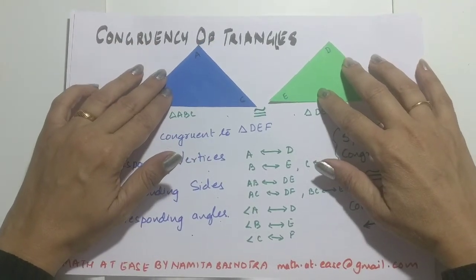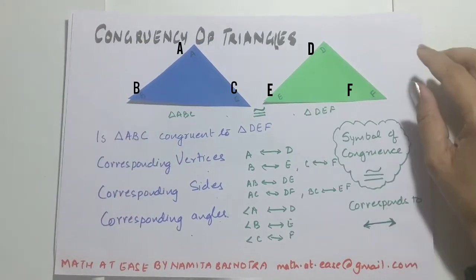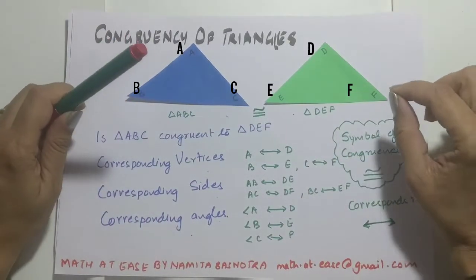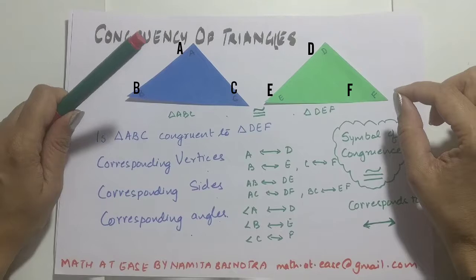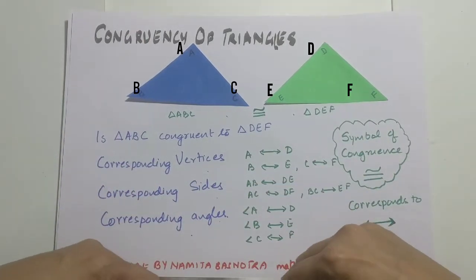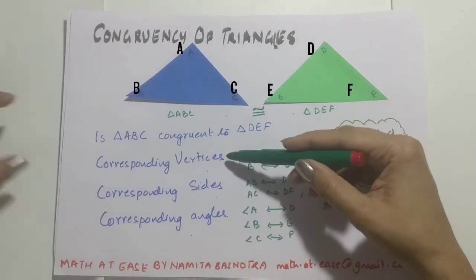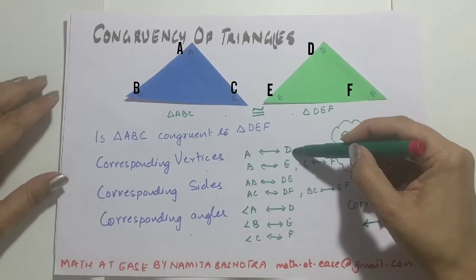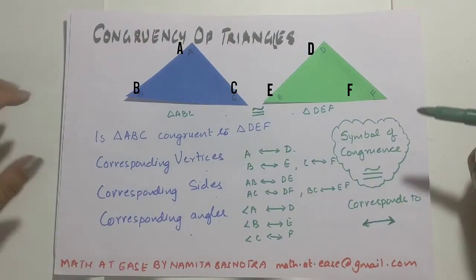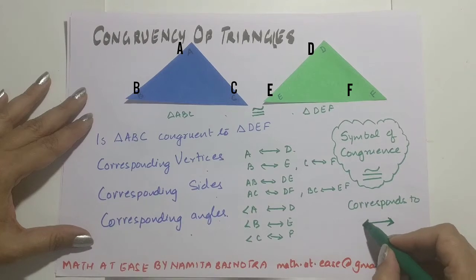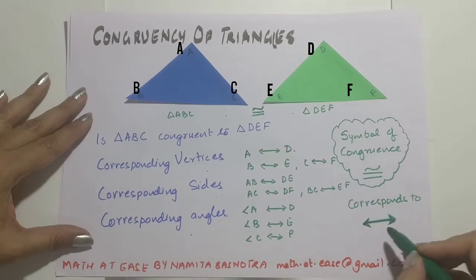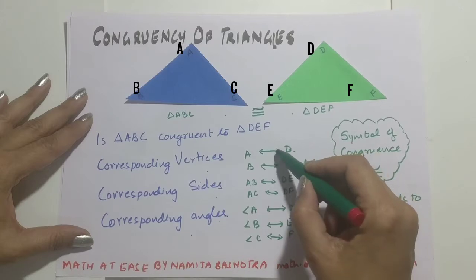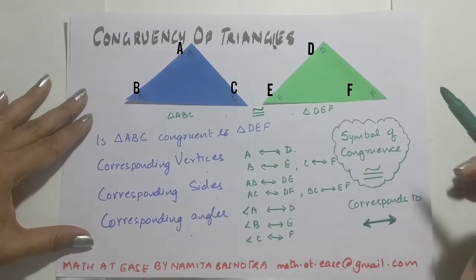Now in congruency, the first thing you have to learn is to look at the two figures and find their corresponding vertices, corresponding sides and corresponding angles. Corresponding vertices are like A and D, they correspond to each other, and the symbol to show that they correspond to each other is this. If I have to write A corresponds to D, I'll make this arrow in between, right?